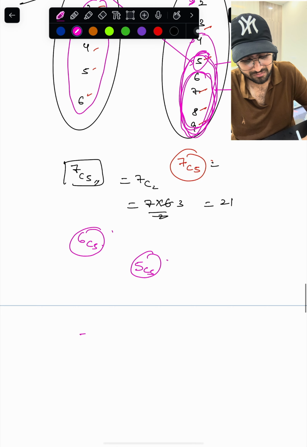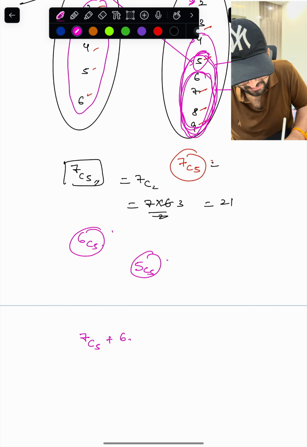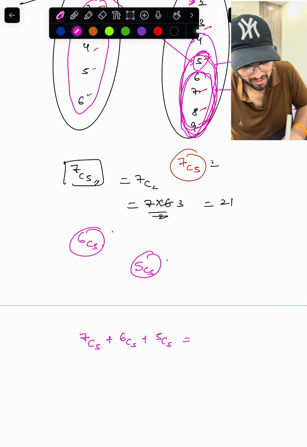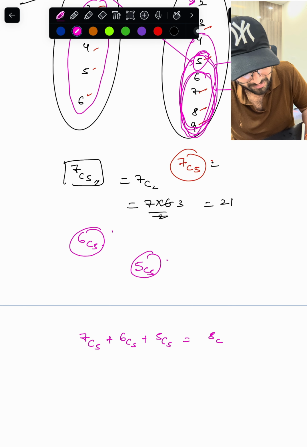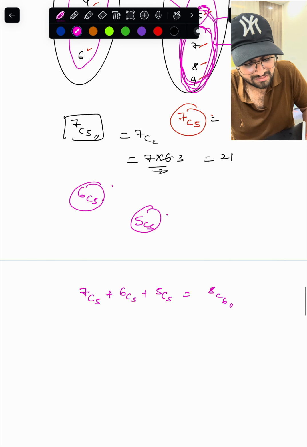So only 3 cases are possible and the answer will be 7C5 plus 6C5 plus 5C5. And we can use the binomial property here, KCK plus K+1 CK plus and so on, which will be N+1 C K+1, which is 8C6.